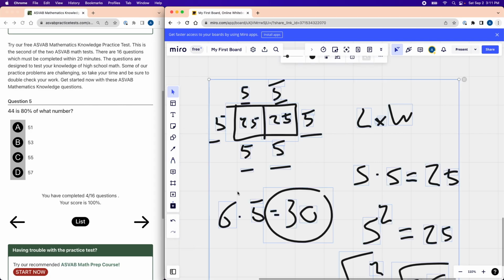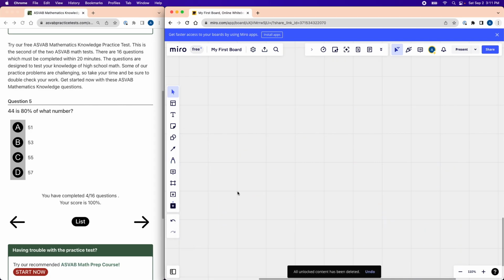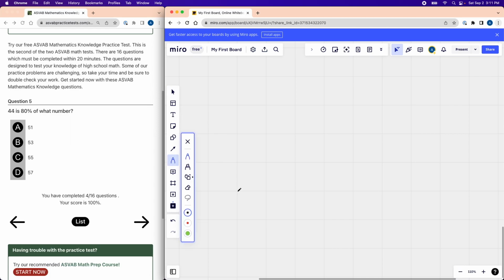All right, let's move on to the next one here. 44 is 80% of what number? So I like to see these ones as fractions. First, go ahead and press pause and try this one out on your own, knowing I gave you a little bit of a hint already on how I would solve it.